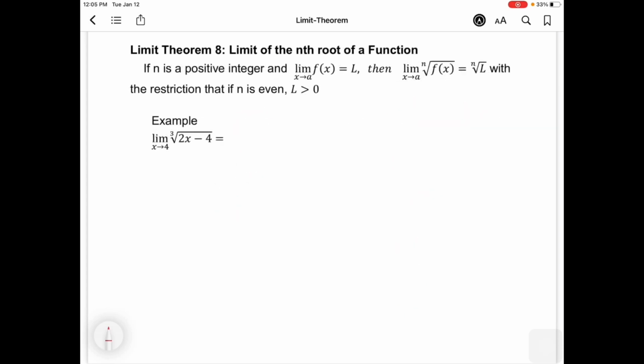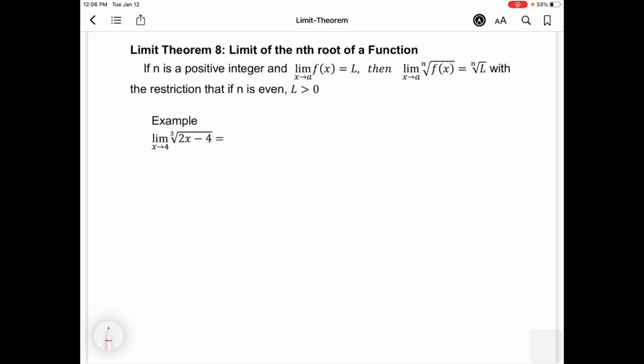The next is limit theorem number 8. It states the limit of the nth root of a function. So this is the last limit theorem. If n is a positive integer and the limit of the function f as x approaches a is equal to L, then the limit of the nth root of the function f as x approaches a is equal to the nth root of L, with the restriction that if n is even, then L is greater than 0.